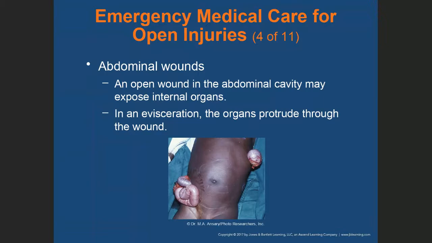You can put on an airtight occlusive dressing and seal all four sides, or you can take a trauma dressing, wet it with some saline, put it over the intestine, then use a dry dressing to cover that. So that's your options, right?